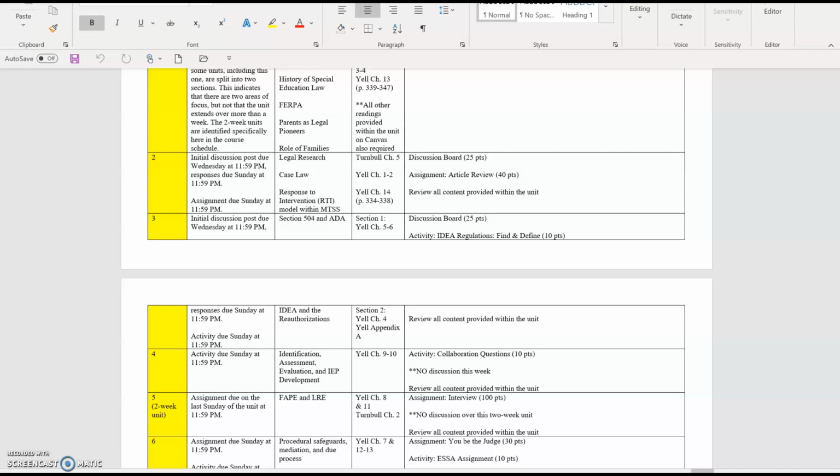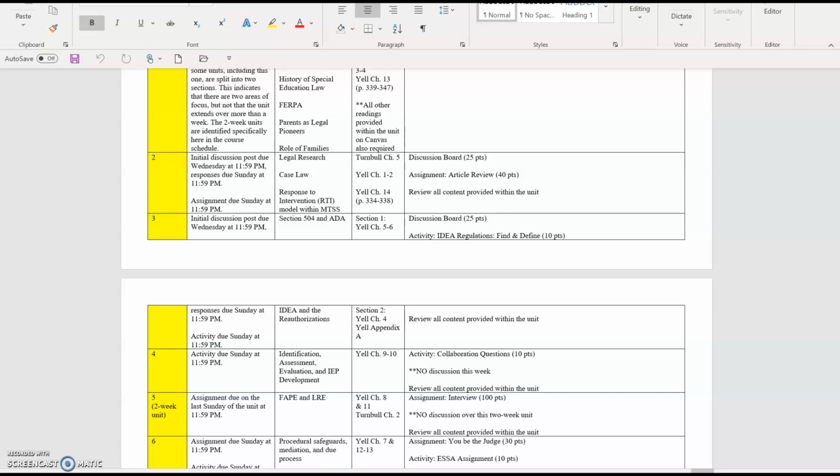So thus far in the course we've had a lot of focus on the legal perspective, some of the history of IDEA and special education, and some information on partnering with families. But we're now moving forward into more of the hands-on process of identifying students who are in need of evaluation for special education eligibility and the process that is involved in that.